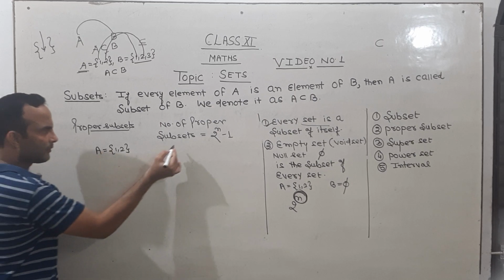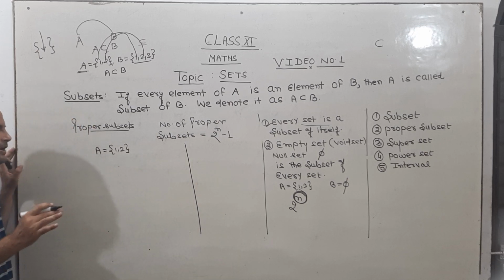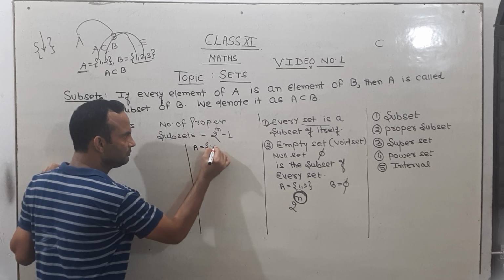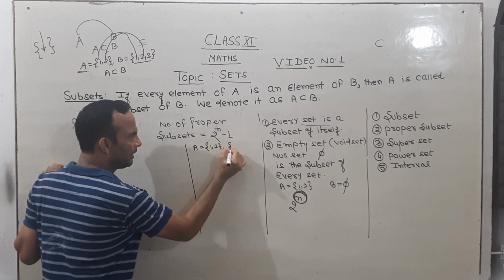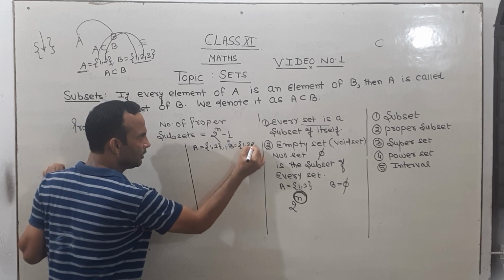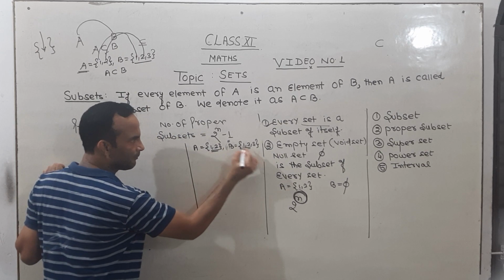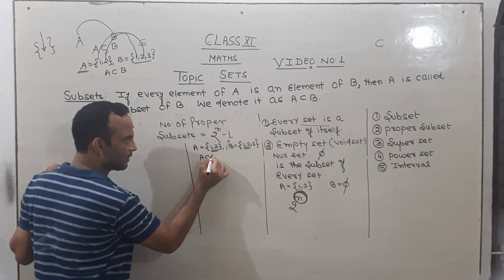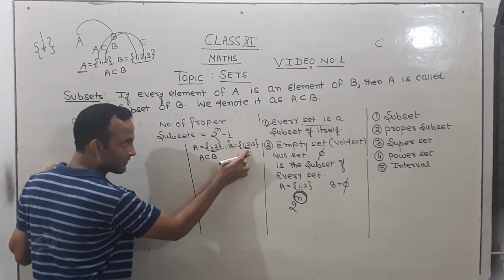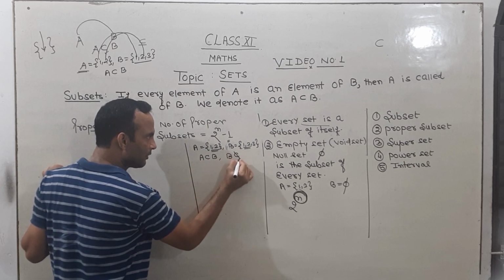Then, before doing this problem, I want to explain once again proper subset. A is {1, 2}, and B is {1, 2, 3}. You can see here all the elements of set A are present in set B. That's why A is the subset of B. But see here, all the elements of set B are not present in A. That's why B is not the subset of A.